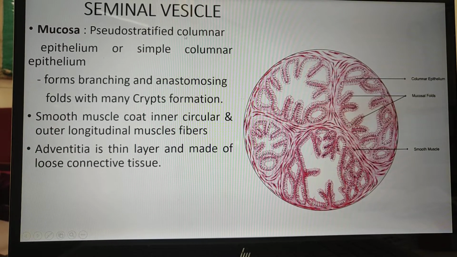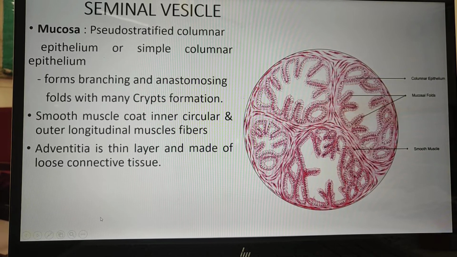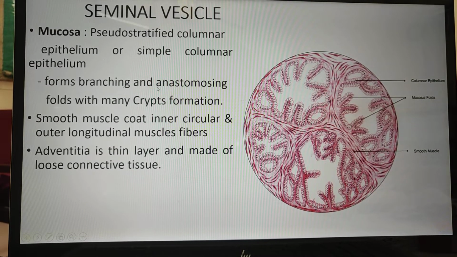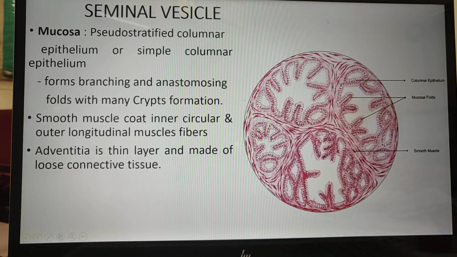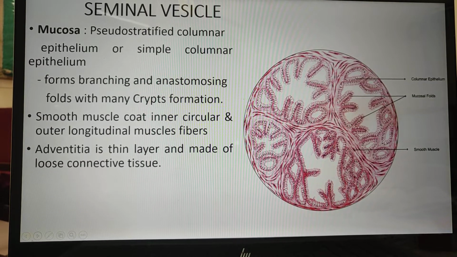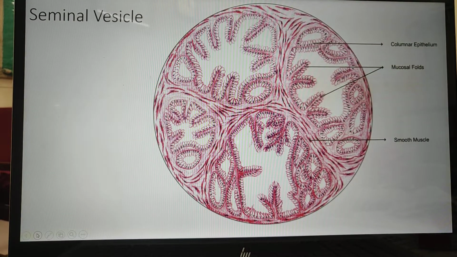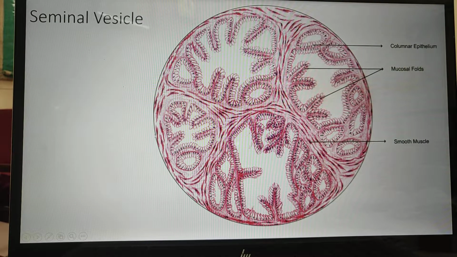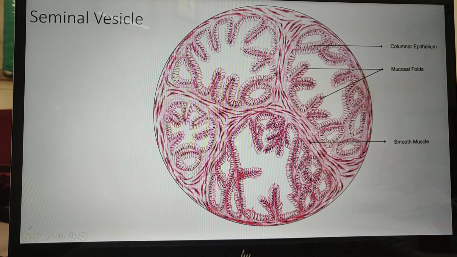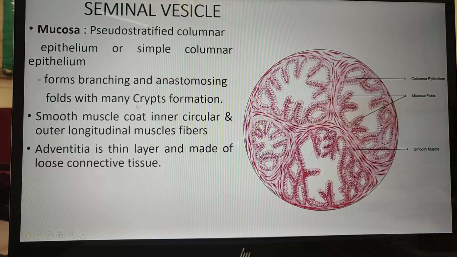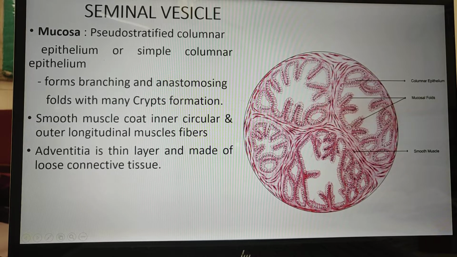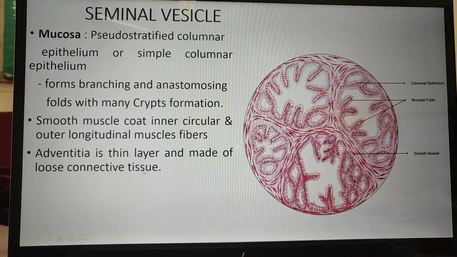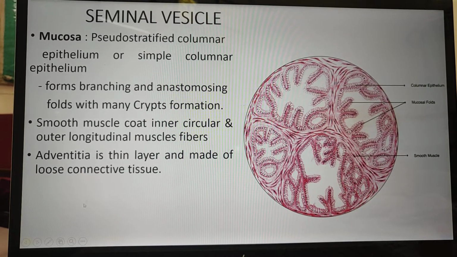The seminal vesicles. The mucosa, which is lined by the pseudostratified columnar epithelium or simple epithelium, forms branching and anastomosing folds with many crypt formations. Here you can see, I will show another slide of the seminal vesicles. This is the formation of the crypts inside the seminal vesicles, and a smooth muscle coat, inner circular and outer longitudinal, and the adventitia is a thin layer made up of loose connective tissue.